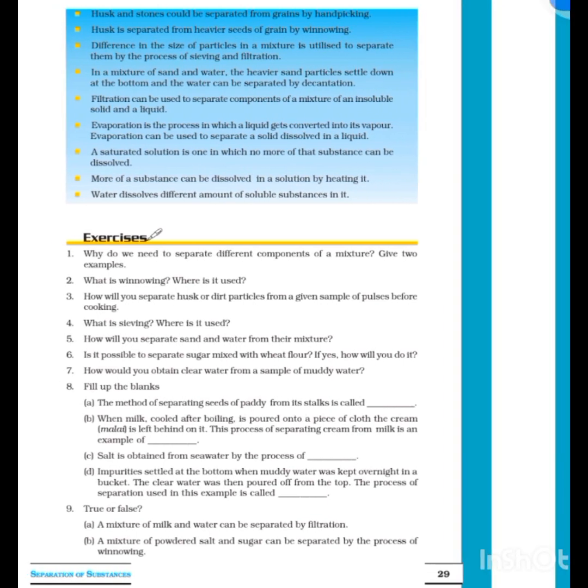Evaporation is the process in which a liquid is converted into its vapor. Evaporation can be used to separate a solid dissolved in a liquid. A saturated solution is one in which no more of that substance can be dissolved. More of a substance can be dissolved in a solution by heating it. Water dissolves different amounts of different soluble substances in it.